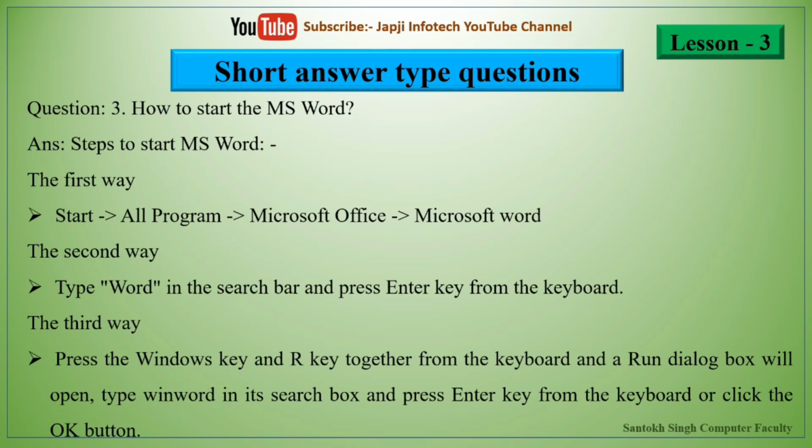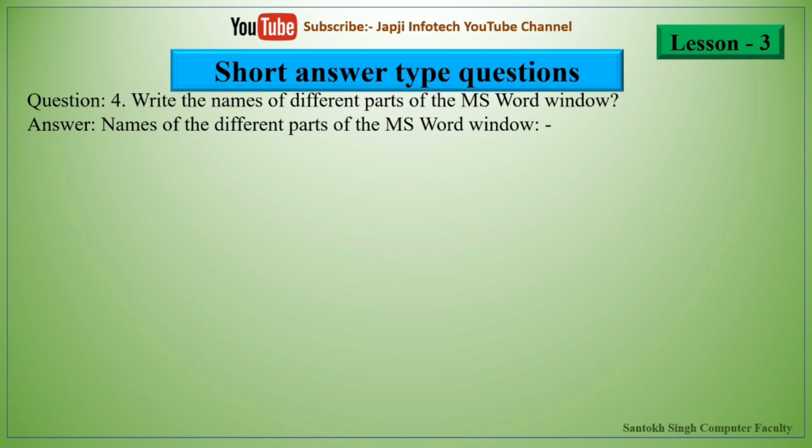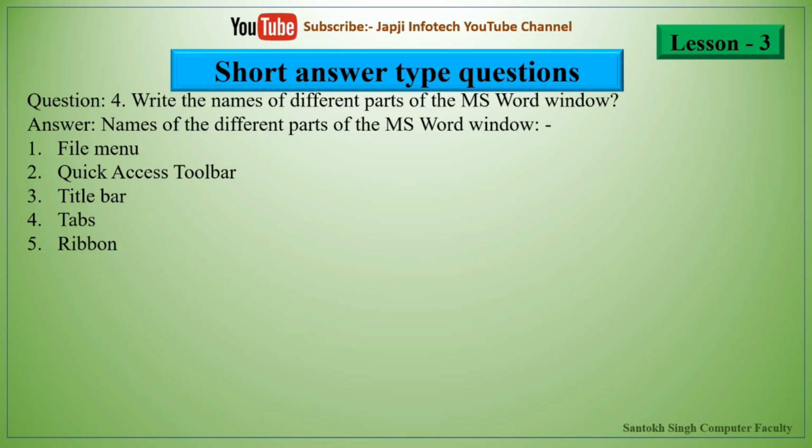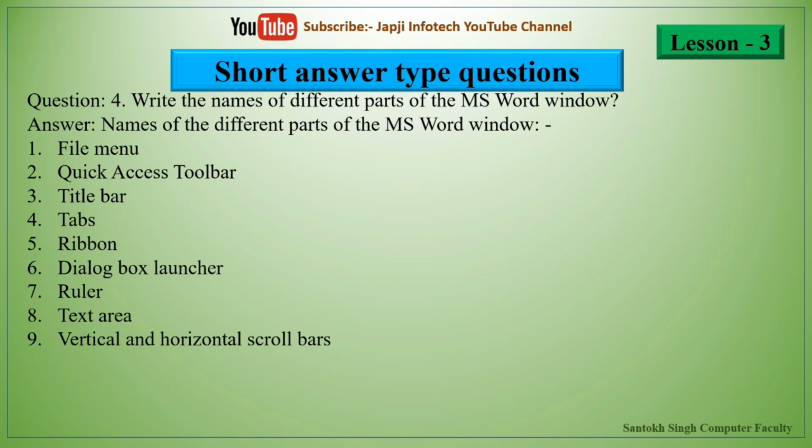The fourth question is, write the name of different parts of the MS Word window. The names of the different parts of the MS Word window are: first one is file menu, second one quick access toolbar, third one title bar, fourth one tabs, fifth one ribbon, sixth one dialog box launcher, seventh one ruler, eighth one text area, ninth one vertical and horizontal scroll bar, tenth one status bar, eleventh document view, twelfth zoom slider.